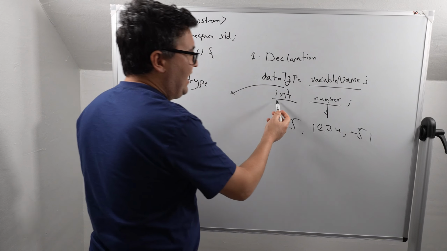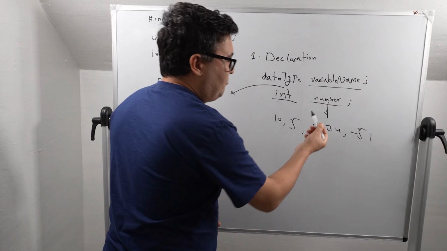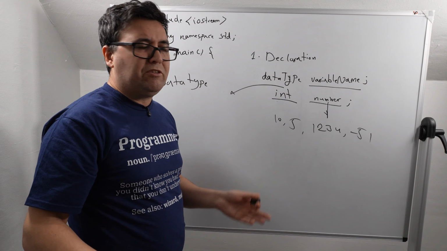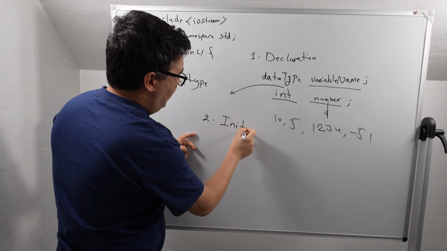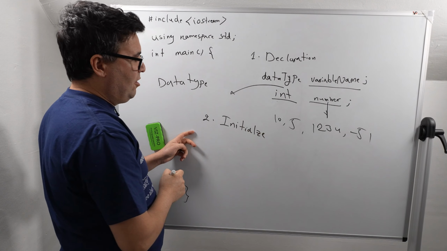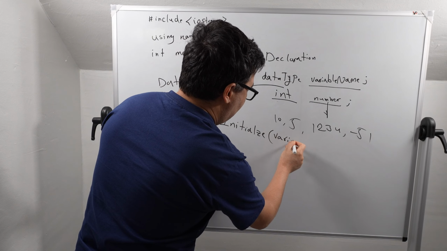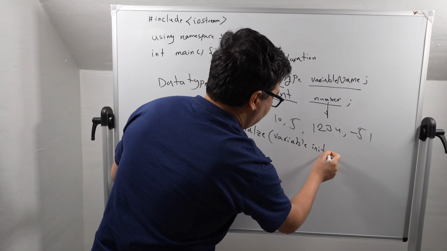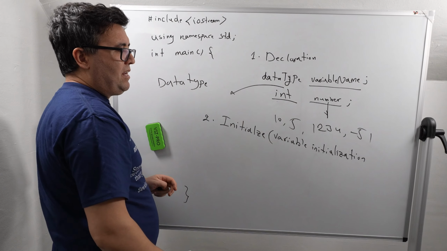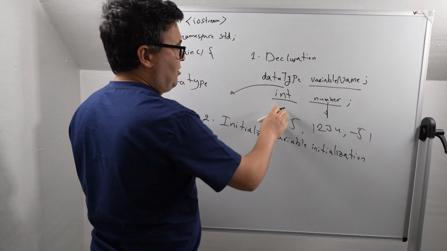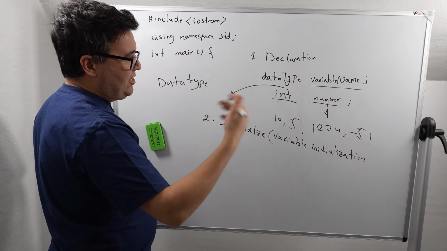When we declare a variable, then we can initialize it, because we declared the variable in our program because we need it. So the second phase is you have to initialize this variable. It's called variable initialization. First, we declare our number variable: we define the data type, then the variable name, semicolon. Then we initialize this variable.